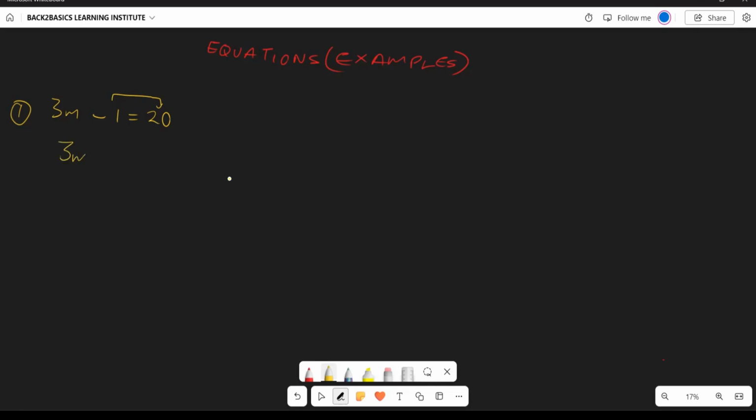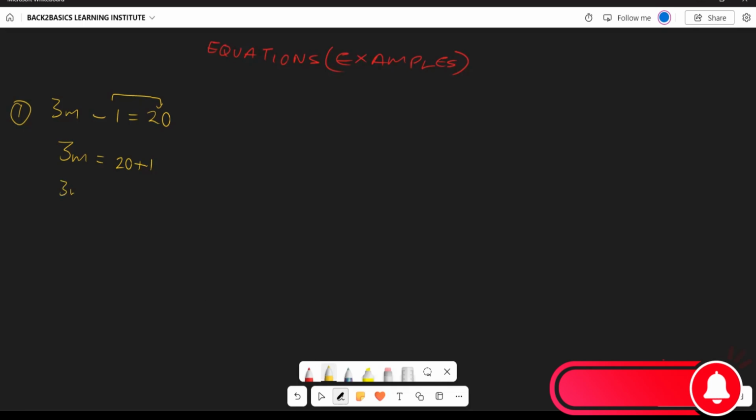So this is going to be 3m is equal to 20. And whenever you take this one to this side, it was negative, so it changes sign whenever a number jumps an equal sign. So this now is going to be positive 1. So this is actually going to be 3m is equal to 21.